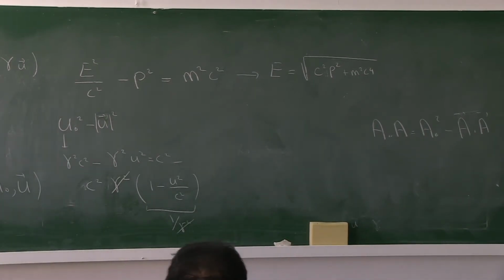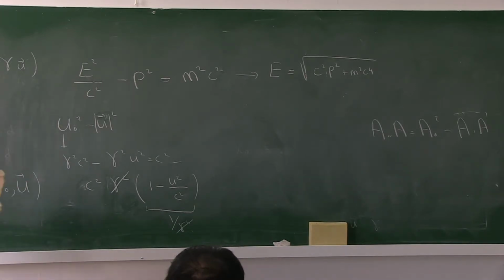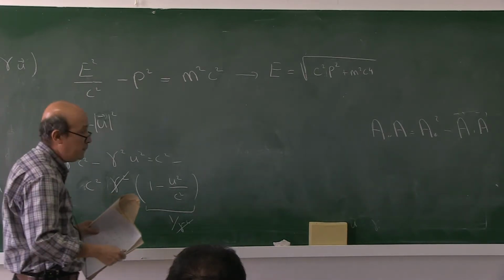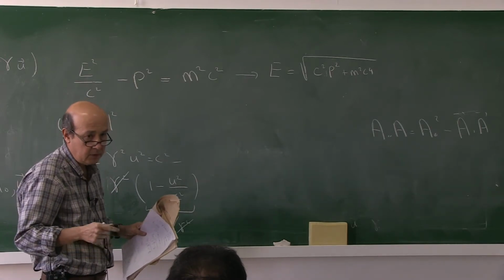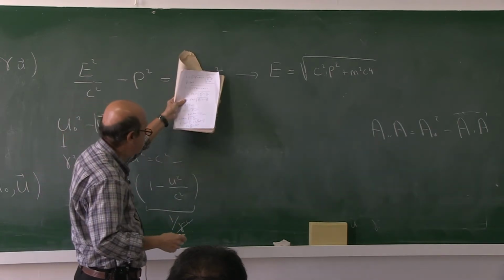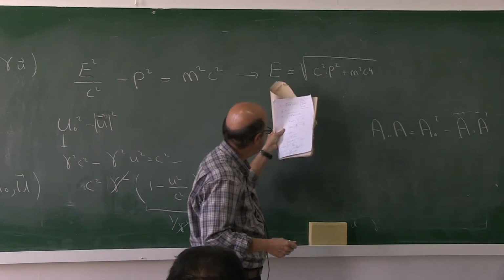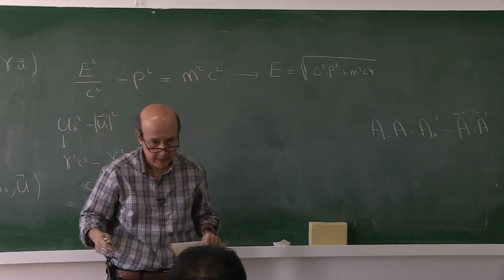Now let us look at the following thing. What does this equation tell us more? What happens for the photon? For the photon, is there a mass? No. M is equal to 0. Then E is equal to CP.